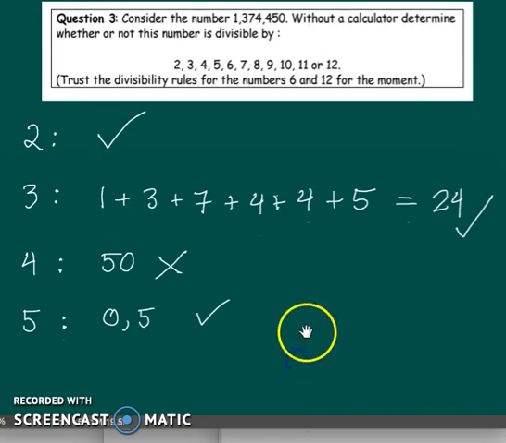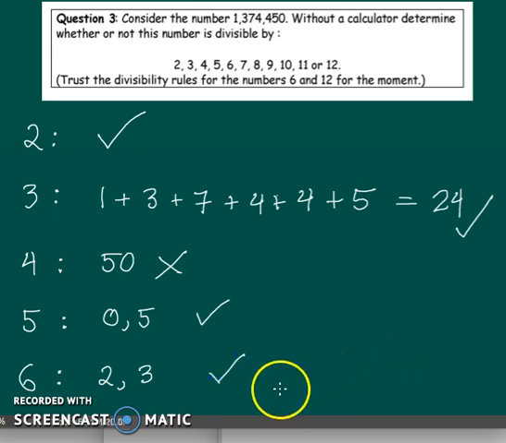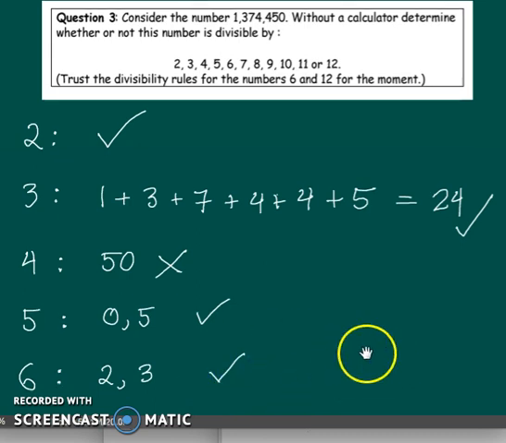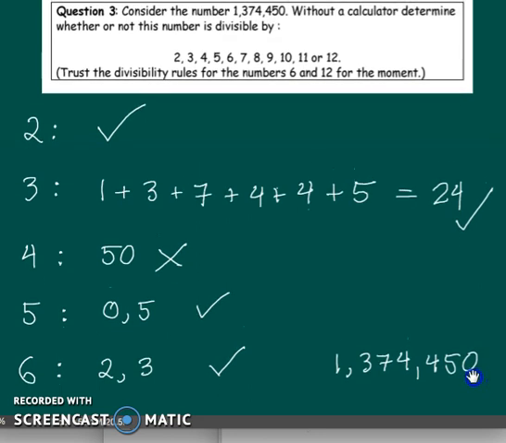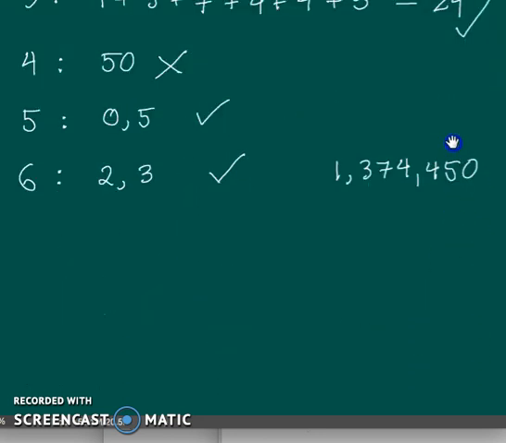What about 6? For a number to be divisible by 6, it has to be divisible by 2 and 3, and we have already proven that it is divisible by 2 and 3, so we know that it is also divisible by 6. I'm just going to copy this number over so we can see it as we scroll down. 1,450,000. Okay.